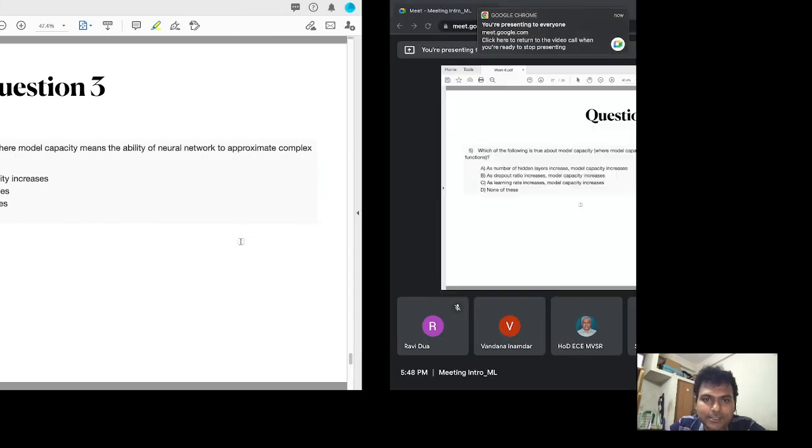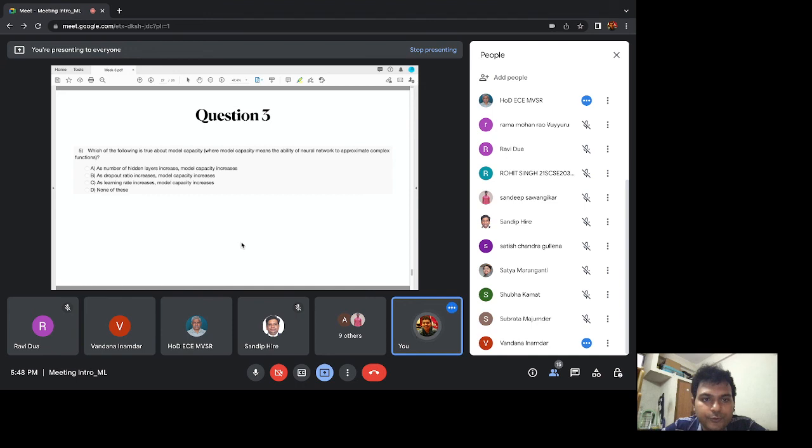I'll go on to the last question, which is, which of the following is true about model capacity, where model capacity means the ability of the neural network to approximate complex functions. As the number of hidden layers increases, model capacity increases. As dropout ratio increases, model capacity increases. As learning rate increases, model capacity increases. And none of these. Which one? A. Yes, the other two, B and C, are both hyperparameters, and model capacity doesn't change depending on whether you change your hyperparameters or not, and therefore A is the correct answer.